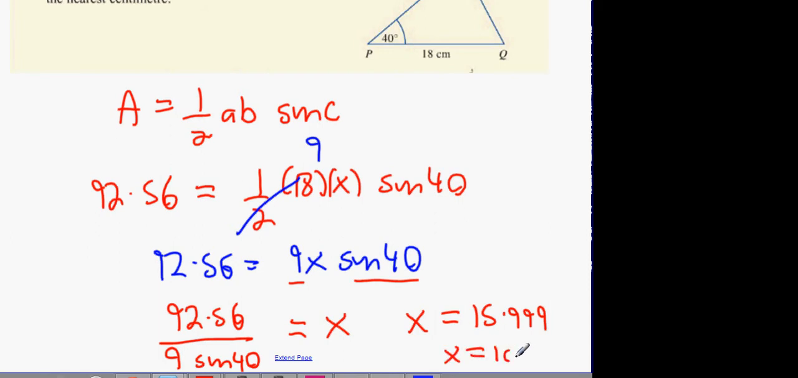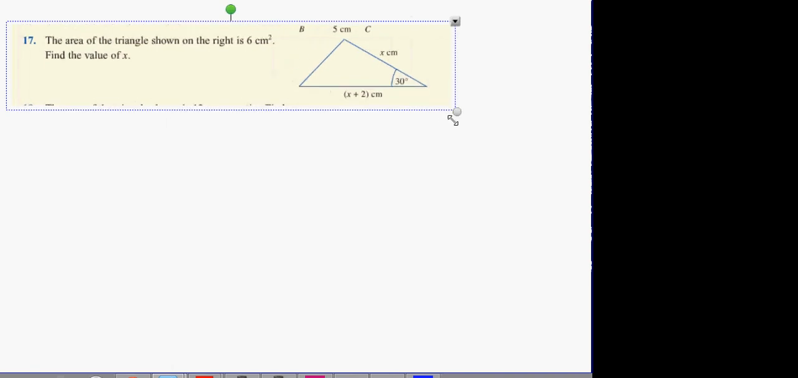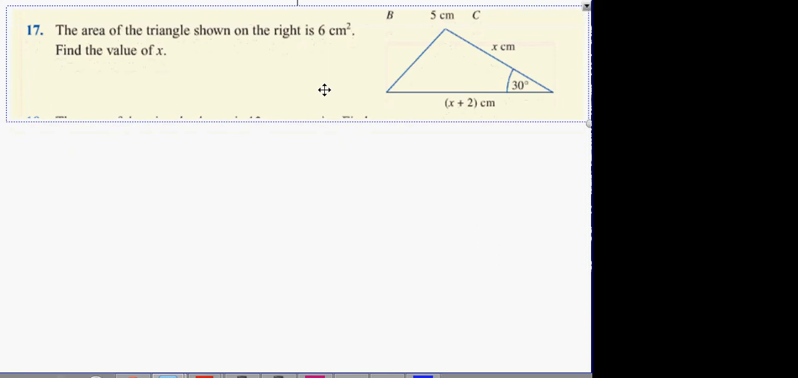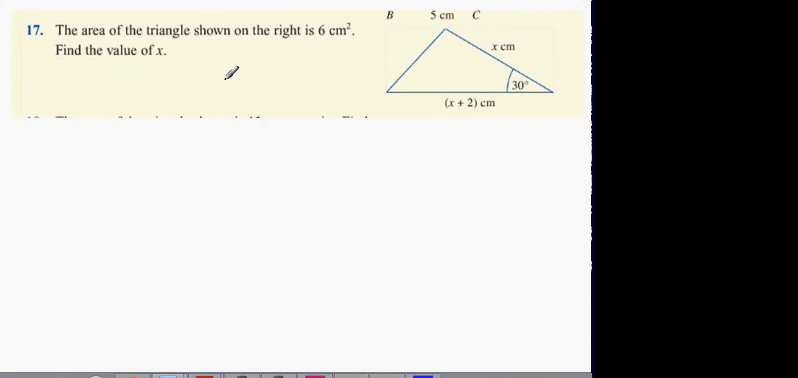Now, next one, 17. This one's slightly different because of the presence of the letters. The area of the triangle shown on the right is 6 centimeters squared. Find the value of x. Well, here's how we do this. Area equals 6. Area also equals a half AB sine C. So what's going to happen is, we're going to get a half.